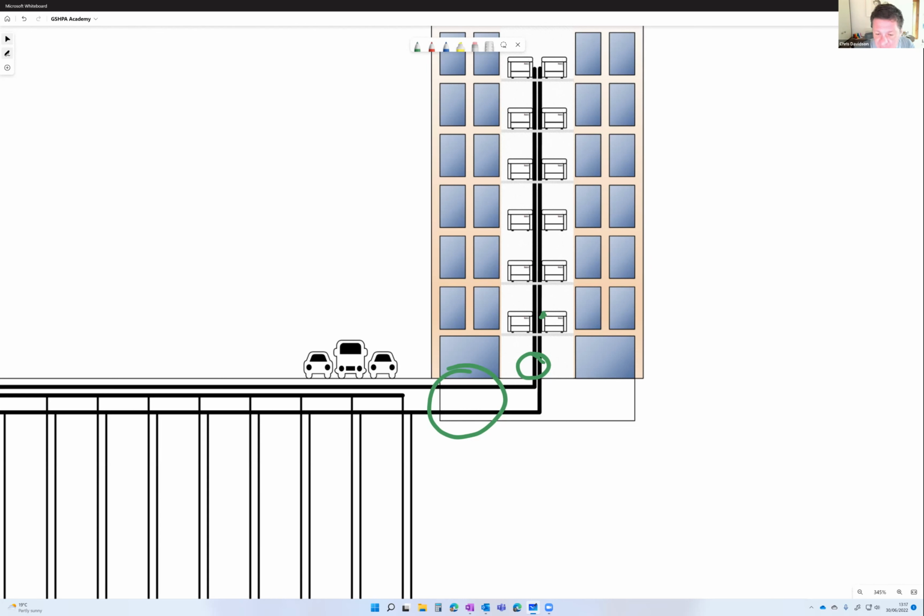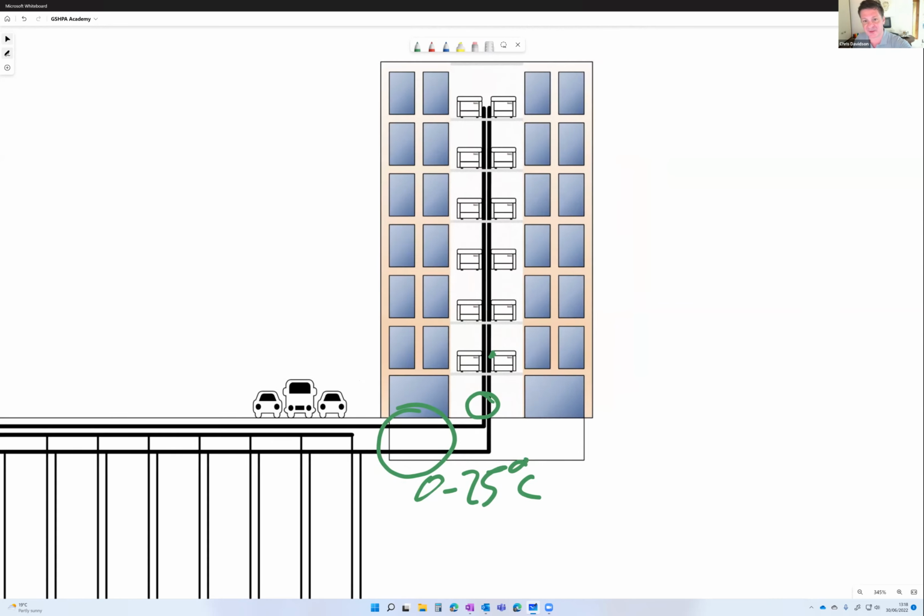Okay, so these heat networks are running between 0 and 25 degrees C. So whilst we do need to insulate them above ground against condensation, we don't have to deal with the higher levels of insulation that water up at 65 degrees would. So that's a change in the philosophy there.